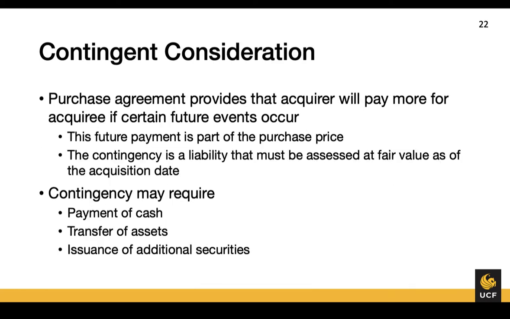We also discussed in a previous video that sometimes management of the target company negotiates the opportunity to earn additional payment based on performance after the merger closes. This future payment is part of the purchase price and is also a liability that must be assessed at fair value as of the acquisition date. The contingency may require the payment of cash, transfer of assets, or the issuance of additional stock.